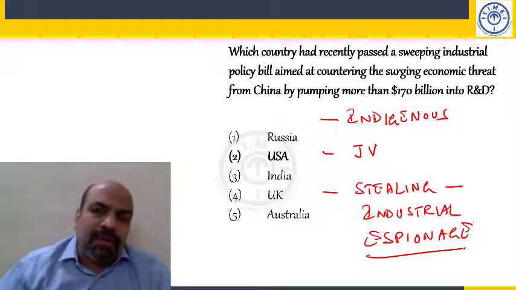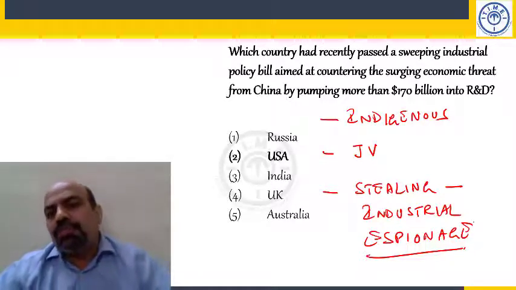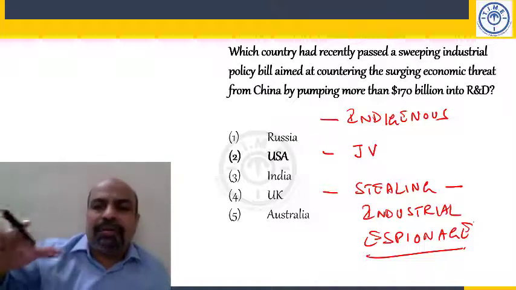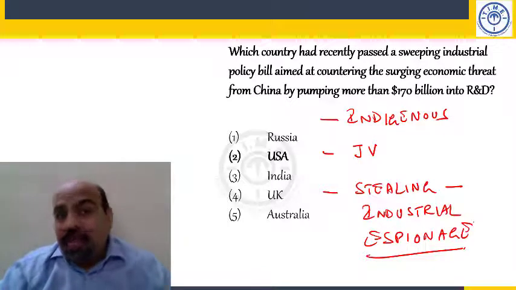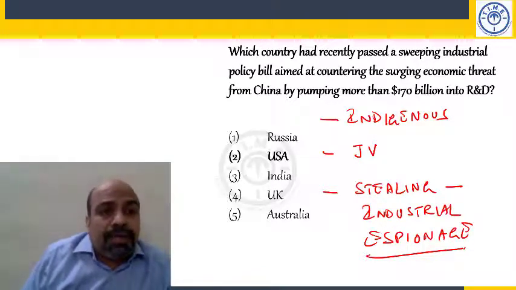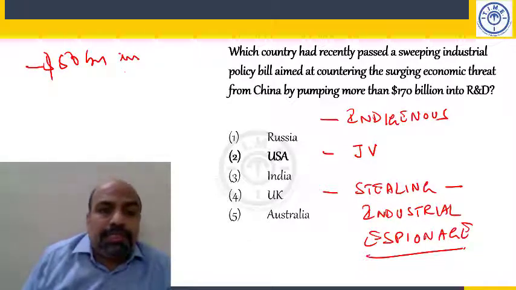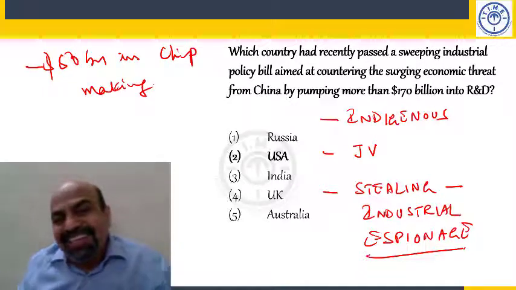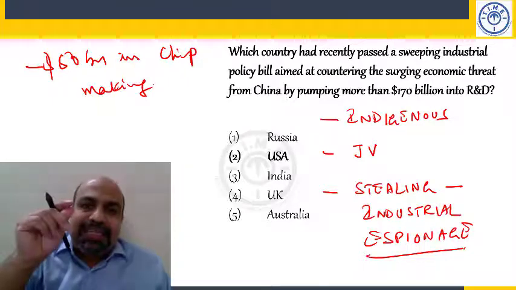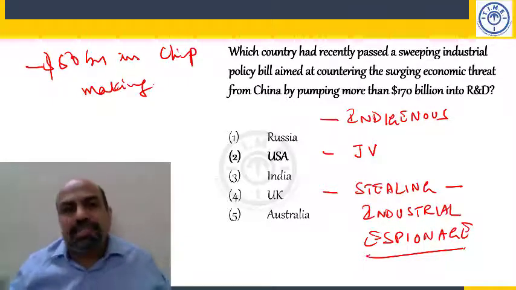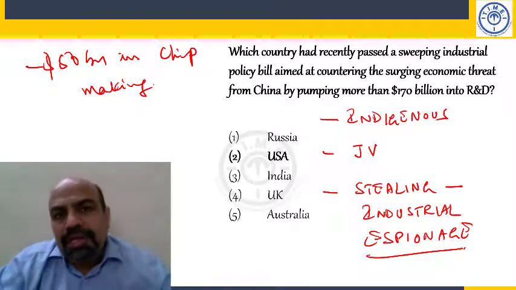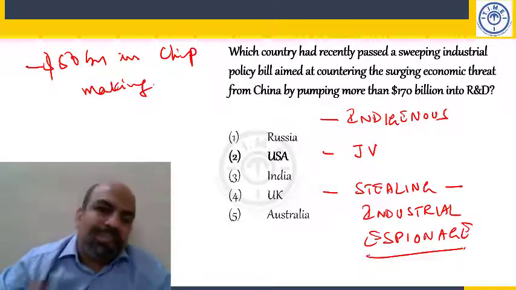So the American government now has a lot of these. See, it's not just one industrial policy stating one particular part that they're going to pump in money. How are they going to pump in money? That's also important. For example, they are going to invest $50 billion in chip making. Chip is what? Aloo chips? Yeah. Chip is semiconductors. Phones have chips, electric vehicles have chips, all kinds of things need chips. All kinds of electronic stuff requires chips.